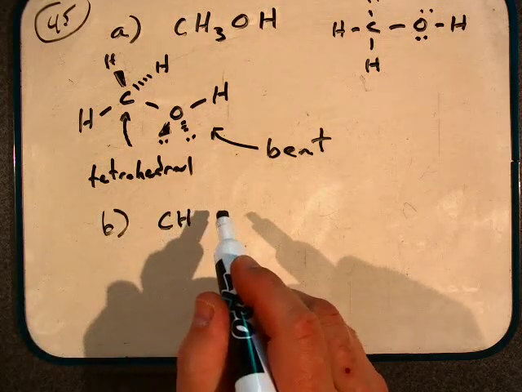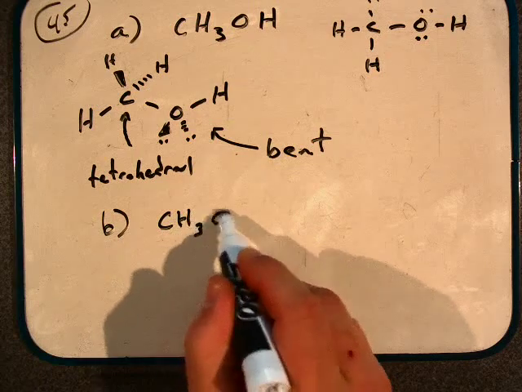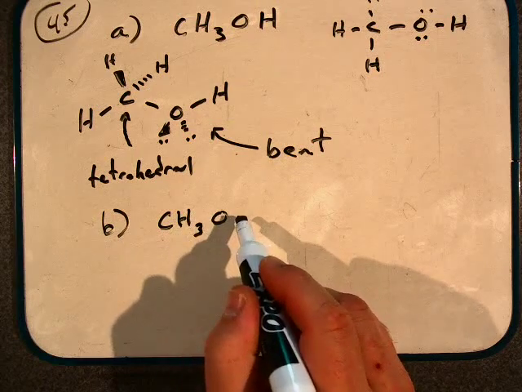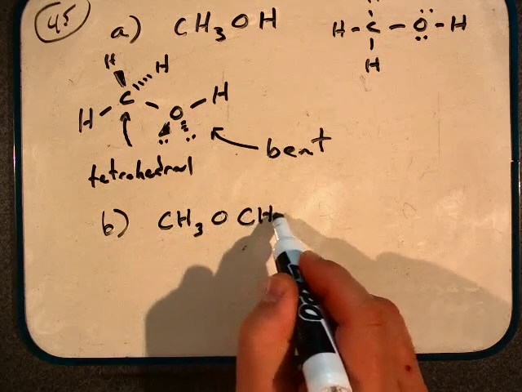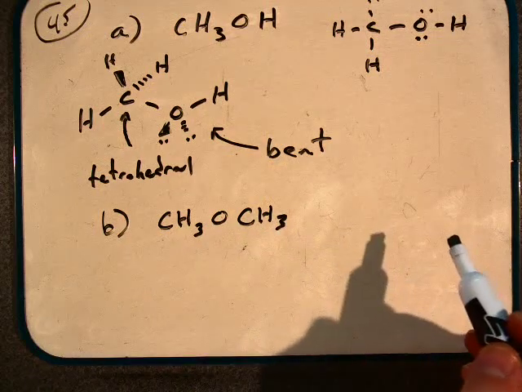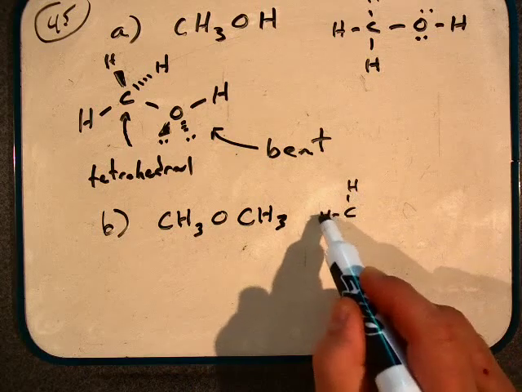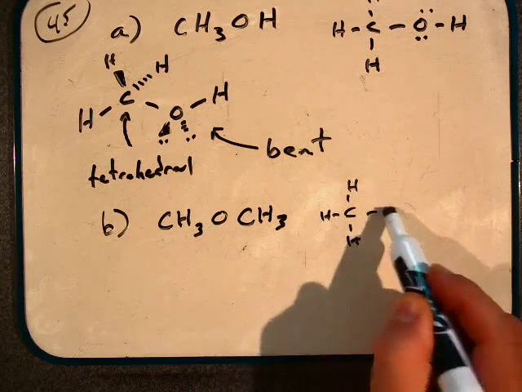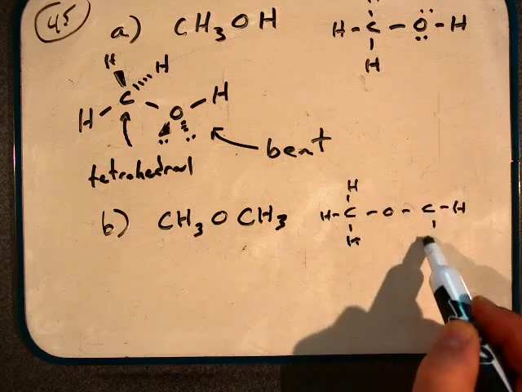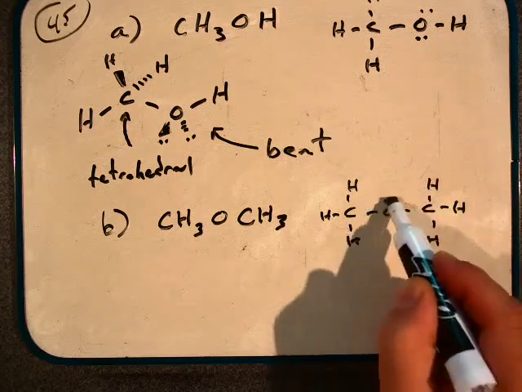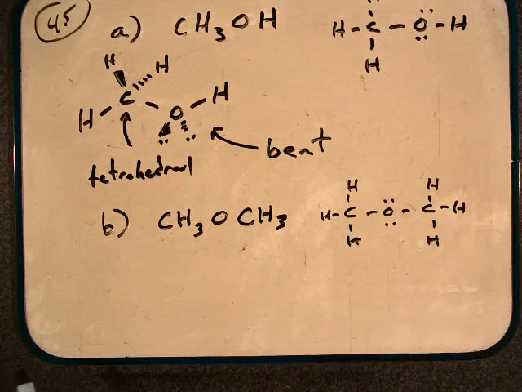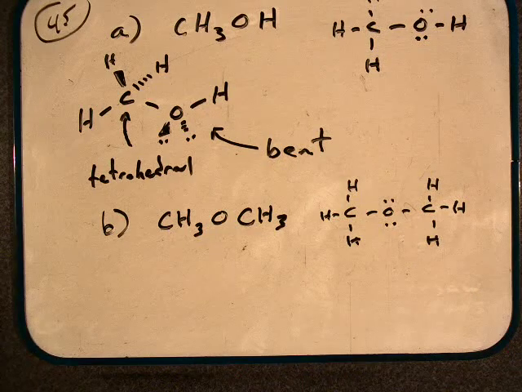We go to part B. Part B has CH3OCH3, and if we keep with that rough skeleton, we would end up with a structure that looks like this in 2 dimensions, with those 2 CH3 groups on either side of the oxygen.